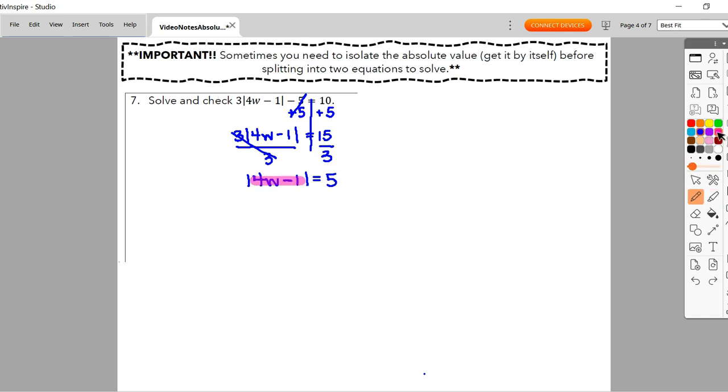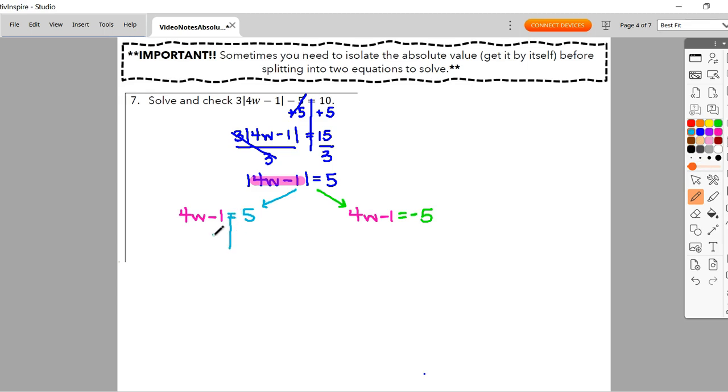My first equation is going to be keeping the expression in the absolute value the same, 4w minus 1, and setting it equal to +5. And then the second split is still keeping the expression inside the absolute value the same, 4w minus 1, but equaling it to -5. And we solve each one separately.